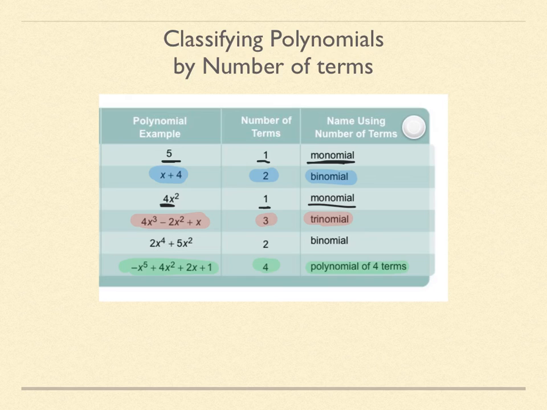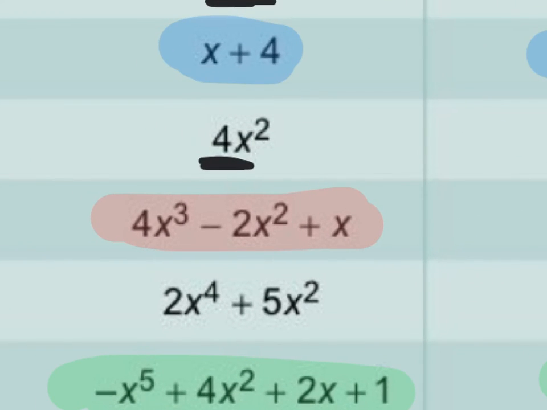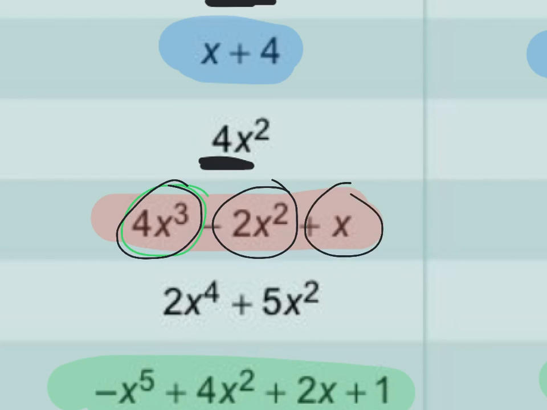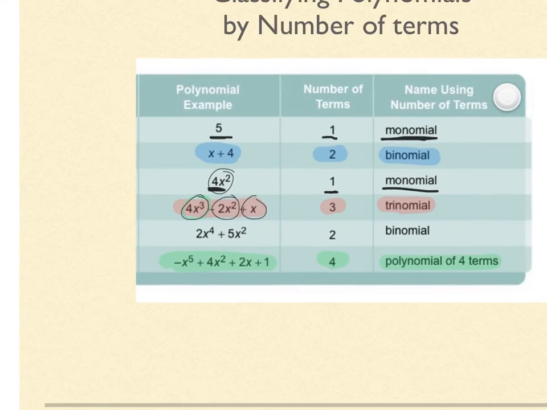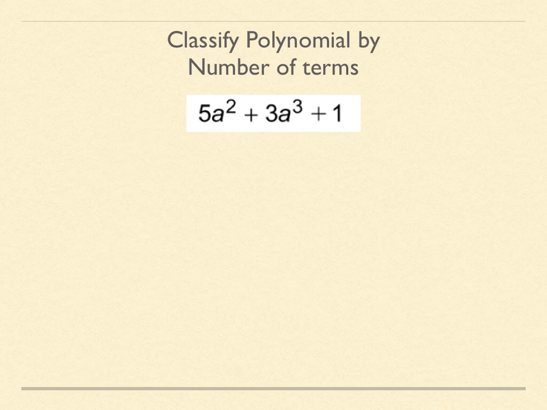Let's look at this one. We're looking at this term. So this is 1 term, this is another term, and this is another. So the number in front of it doesn't really matter. Like this, we have 1 term, and we have nothing added to it.